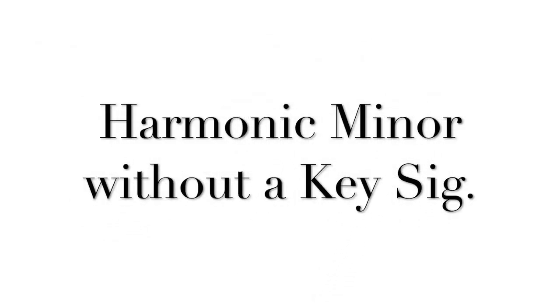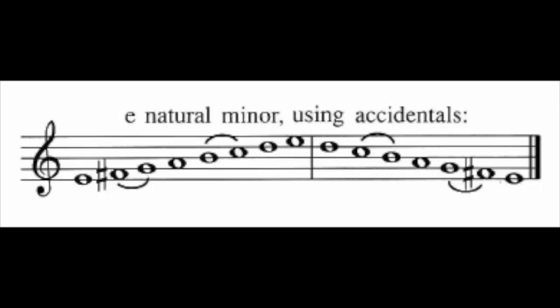Now, let's do some practice not using a key signature. So, in the natural minor scale, the semitones, please remember, are found between notes 2 and 3 and 5 and 6, as we see here in this E natural minor scale with that raised F sharp. So that's our only sharp in this one.